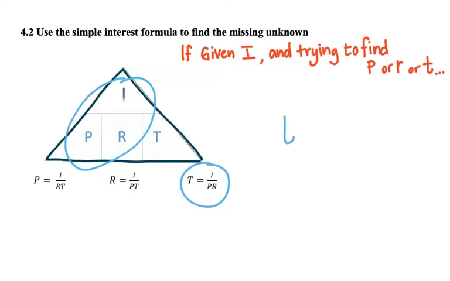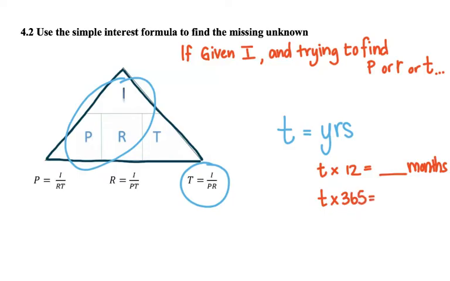But one thing to remember, T is always in years. So whatever answer you get will be years. If you would like the answer in months, you can do T times 12 to get your answer in months. Or if you would like the answer in days, you can do the T in years times 365, and you would get the answer in days. We'll do some examples and it will make more sense.